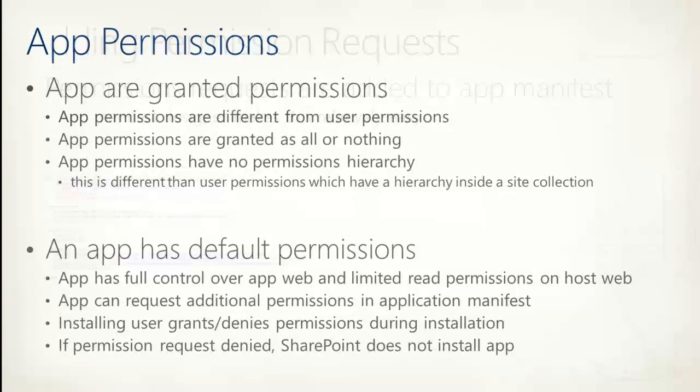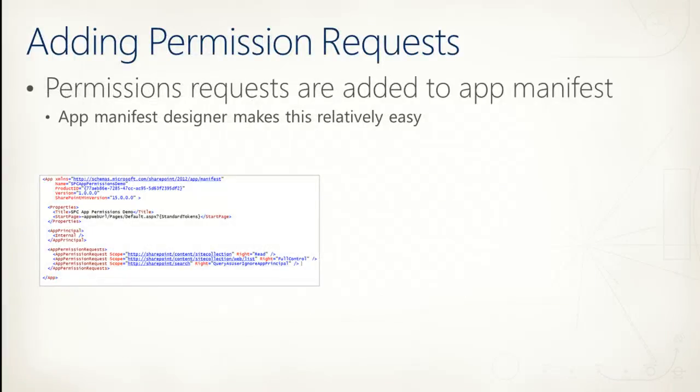Okay, now, here's what permission requests look like. I'm not sure why my code is so small right there. Oh, I know why my code's so small. I'm using one of those really modern animations. So basically, here's what the app manifest looks like at a high level.